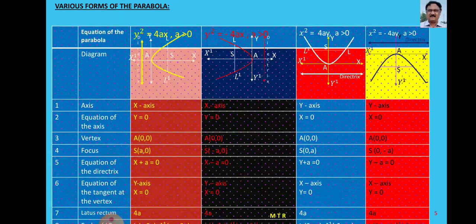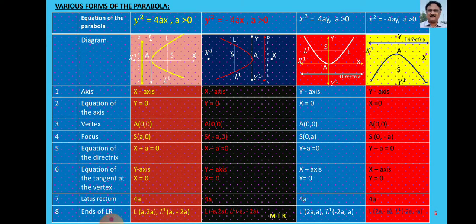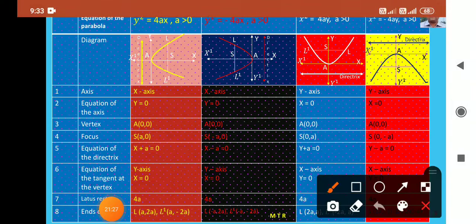Now we discuss various forms of the parabola. Here the axis is on the x-axis or on the y-axis. This is case 1, you observe this case 1. Here the axis is on the x-axis, so the equation of the axis is y is equal to 0. Vertex is (0, 0). Focus S is on the x-axis, so (a, 0). And the equation of directrix is x plus a is equal to 0.